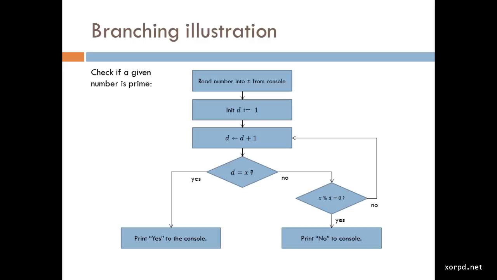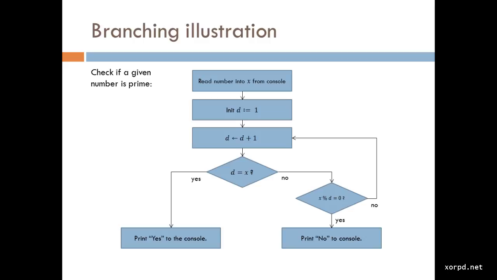Let's look at this diagram. First we read a number into X from the console. That means that we actually read the number and then store it inside an imaginary cell that we call X. Next we initialize some other value. We are going to call it D, like divisor, and we set it to 1. For example, you can think about X and D as some of the registers. Maybe X could be stored inside EAX and D could be stored inside EDX, for example.